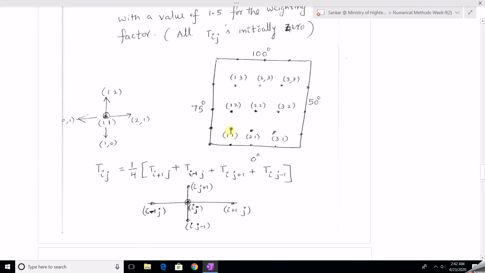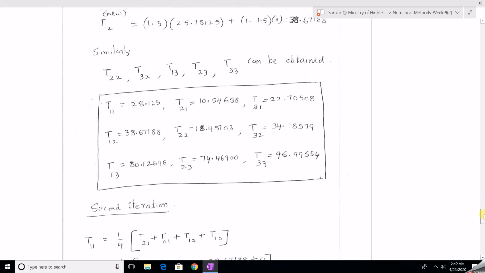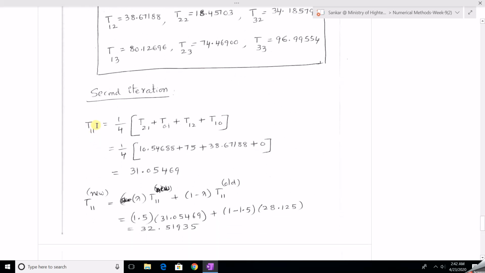So again, T11 is 1 by 4 times the temperature at the next point 21, the previous point 01, above point 12 and below point 10. So we take all these 4 points, add them and divide by 4 to get the temperature at 11. I will write the same formula. So T11 is equal to 1 by 4 times T21 plus T01 plus T12 plus T10.